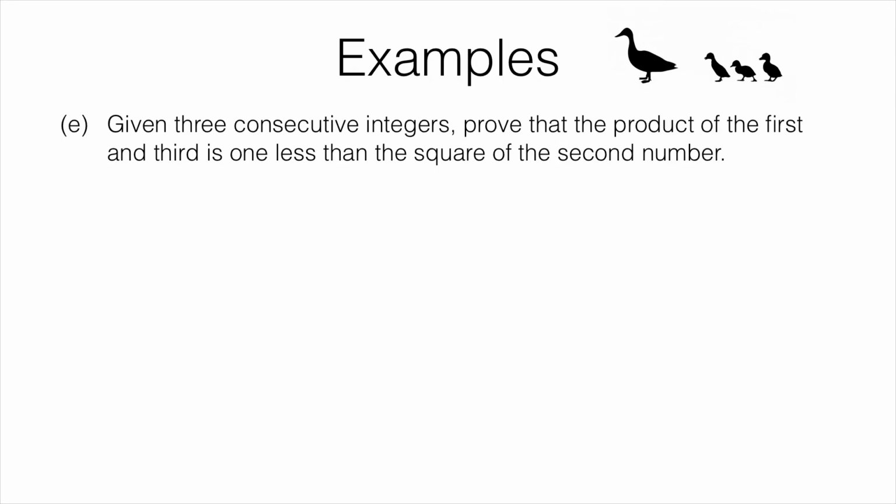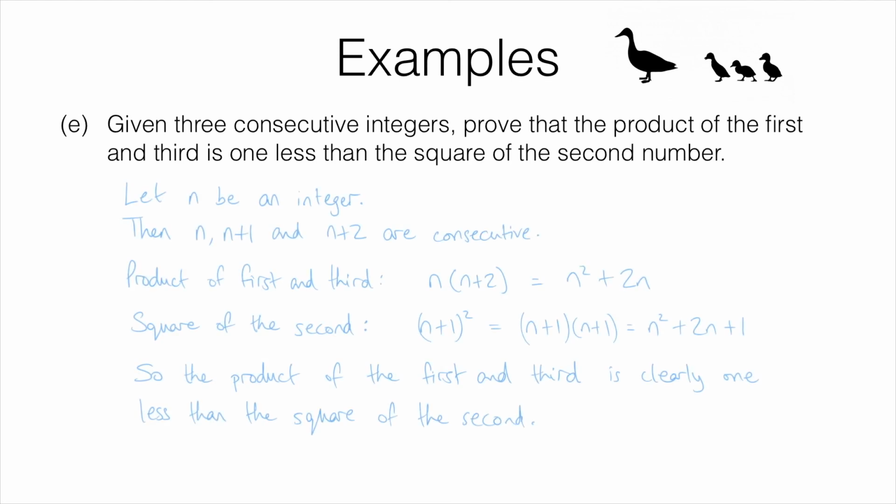Here's question E. Pause the video and have a go at this one for yourself. Here's a proof. In this case, we've started by saying let n be an integer. We can then use that n to generate 3 consecutive integers, n, n plus 1, and n plus 2. They want us to prove something involving the product of the first and the third, and the square of the second. So let's do the product of the first and the third.